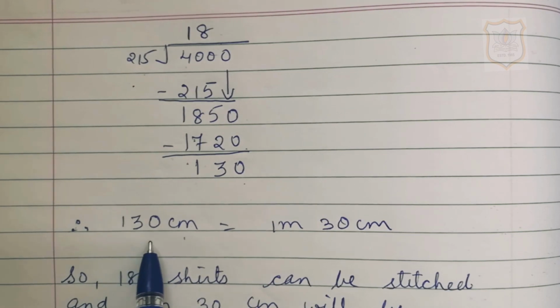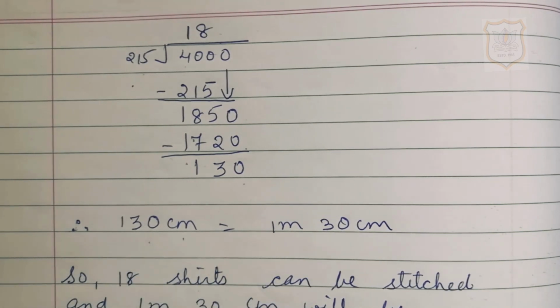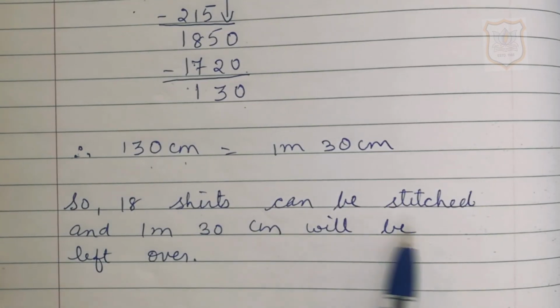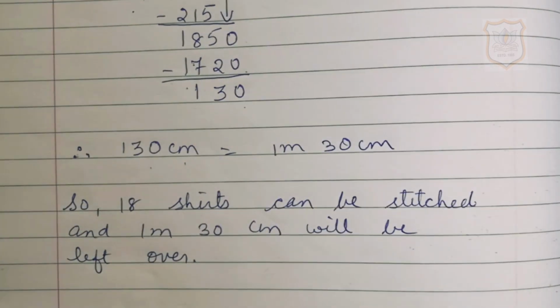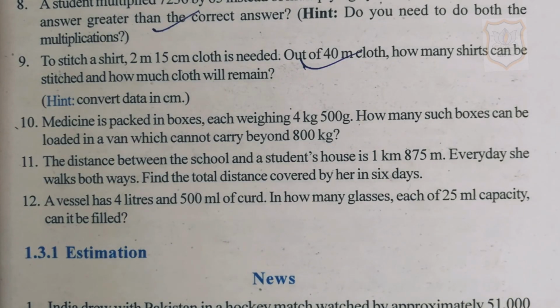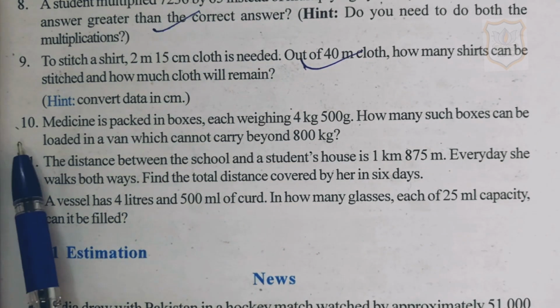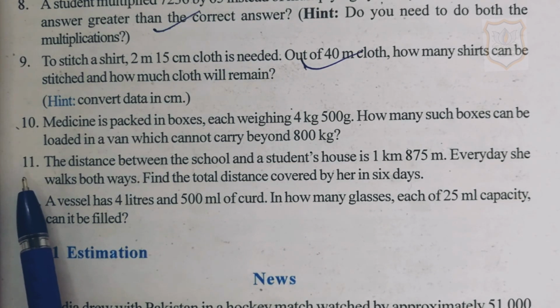Now we will convert this 130 centimeter into meter and centimeter. So we will get 1 meter and 30 centimeter. So 18 shirts can be stitched and 1 meter 30 centimeter will be left over. Students, try to solve question number 10 by yourself. Now we move to question number 11.